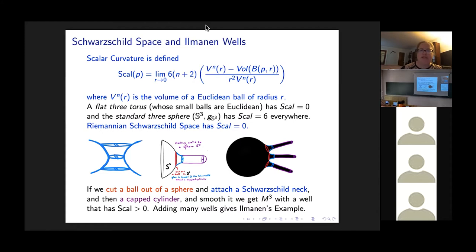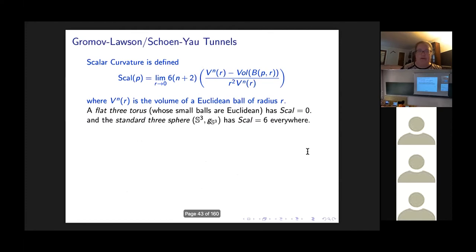Let me see what the chat is saying. This is essentially Gromov-Lawson's construction. Ta-da! It was a very timely chat.